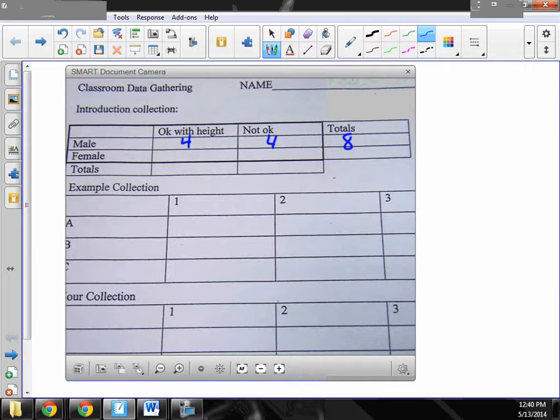Okay, we're good. For the girls, how many girls are okay with their height? 1, 2, 3, 4, 5, 6, 7. And how many would like to change their height if they could? Just 1. You're all by yourself.